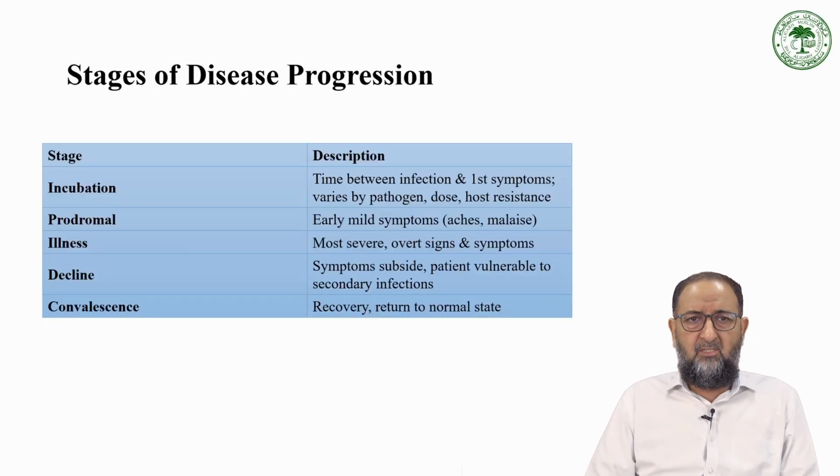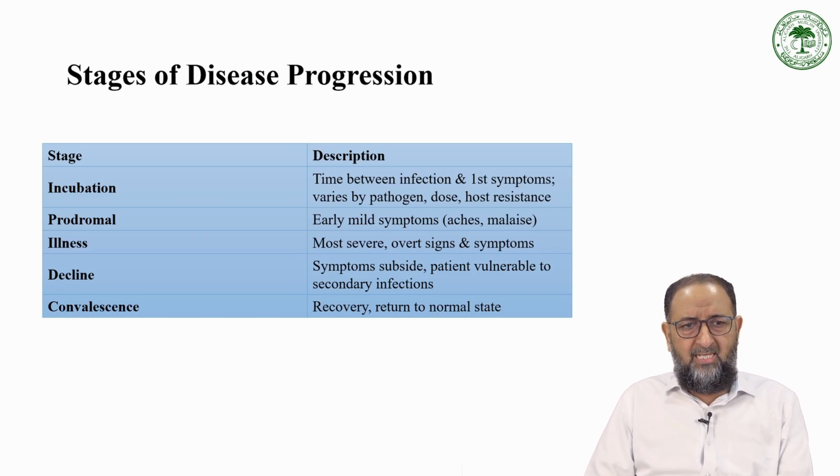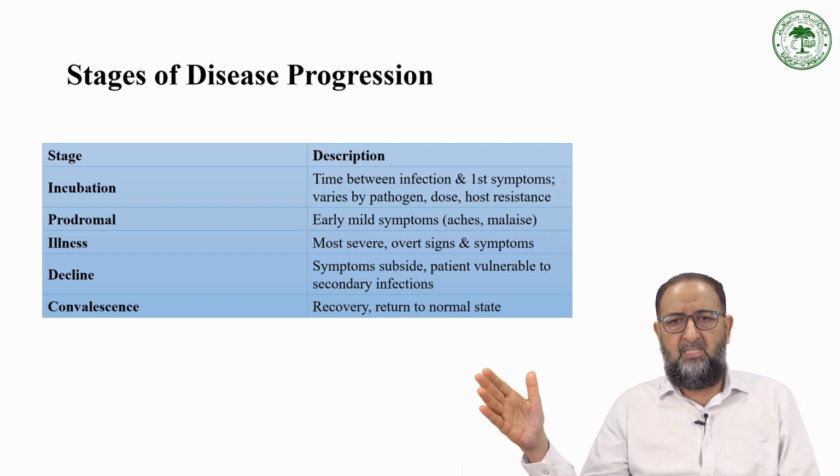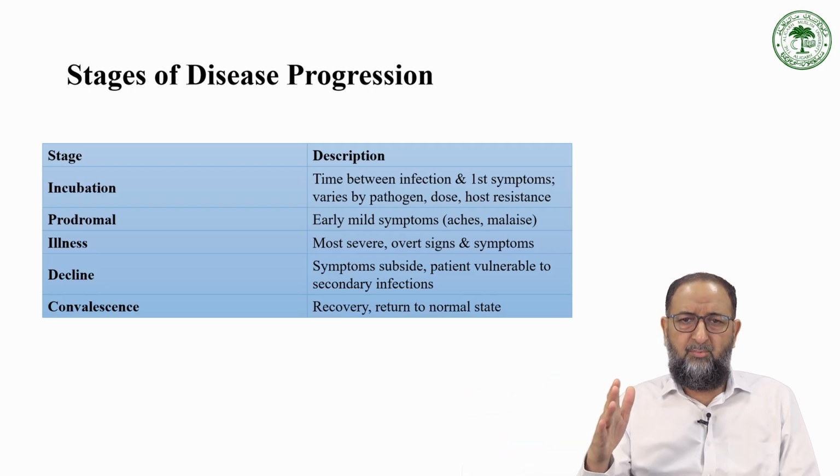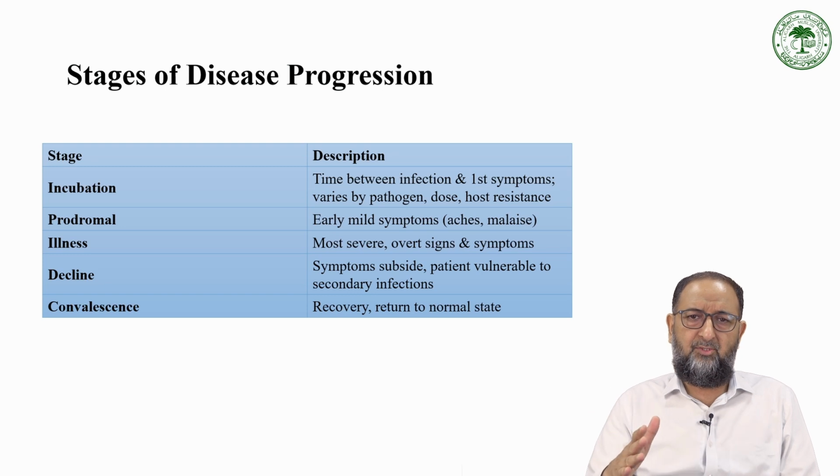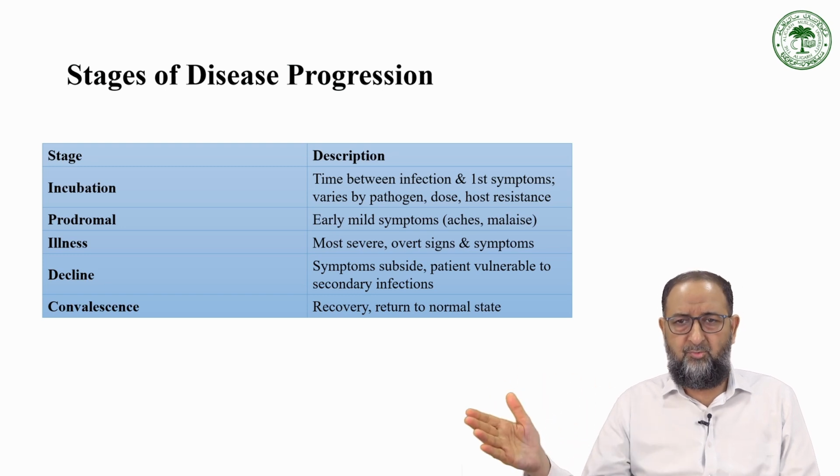Stages of disease progression: incubation, prodromal, illness, decline, and then convalescence. Incubation is the time between the infection and the first symptoms. It varies with the pathogen, the dose, and the host response.